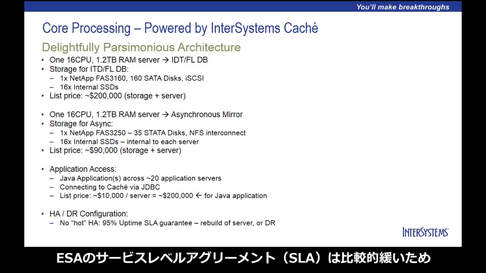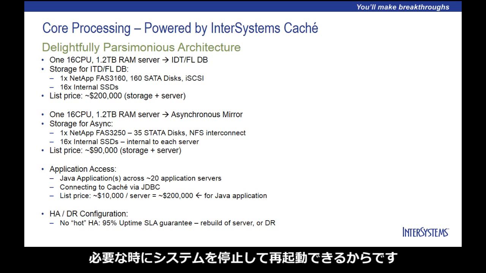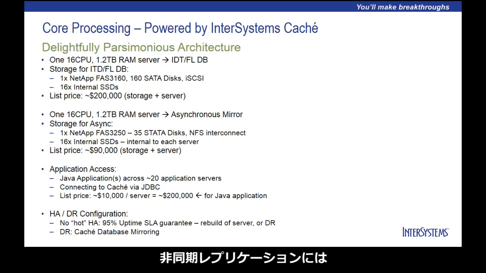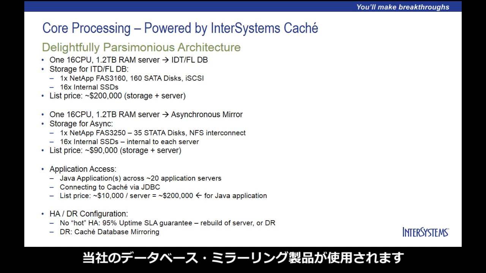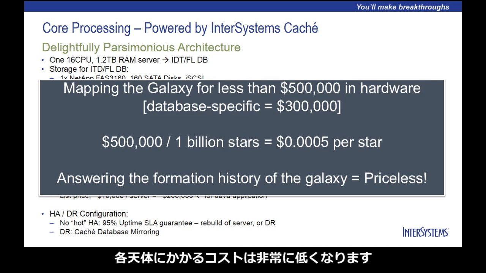And they don't have any requirement for high availability because their SLAs are fairly relaxed; they can stop the system and restart it when needed. But they do have disaster recovery, and they use our database mirroring product for asynchronous replication. So putting that into context, you can map the entire galaxy for less than $500,000. And if you do the math, the cost per celestial object is fairly low. But answering the formation history of the galaxy is, I think, priceless.